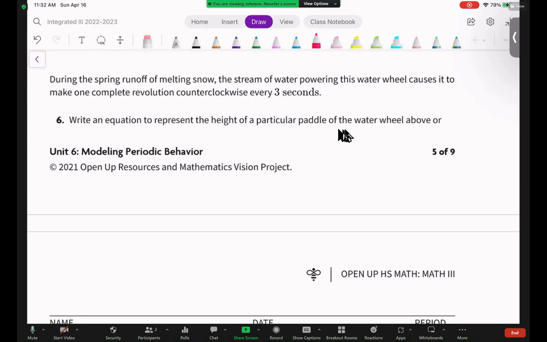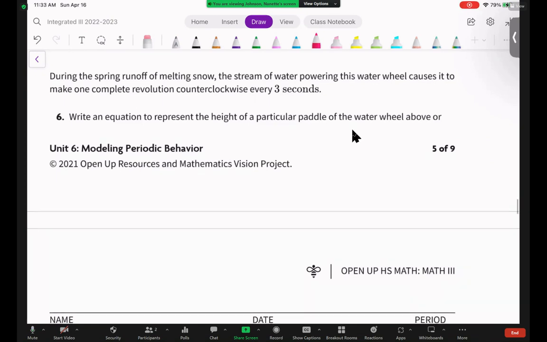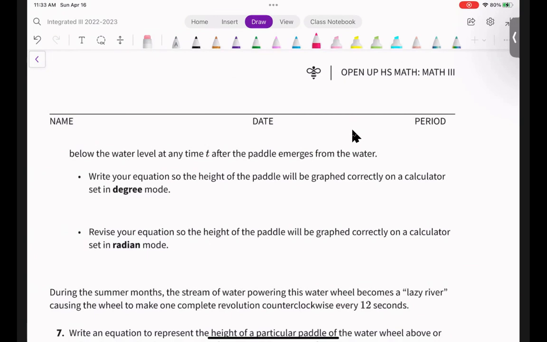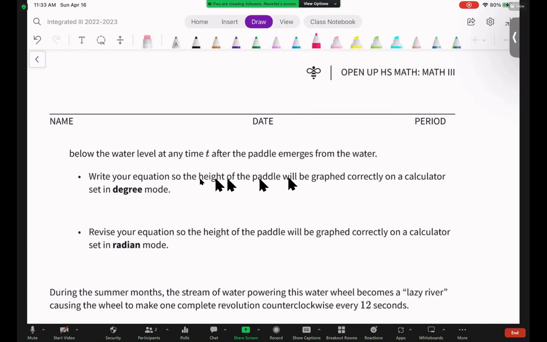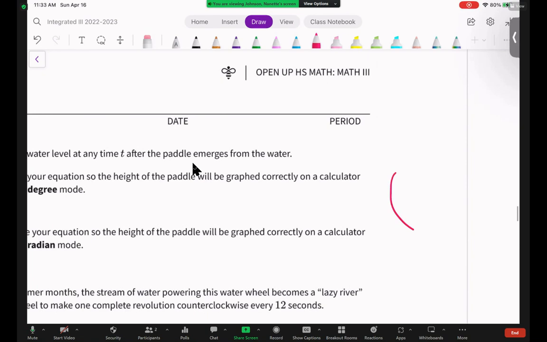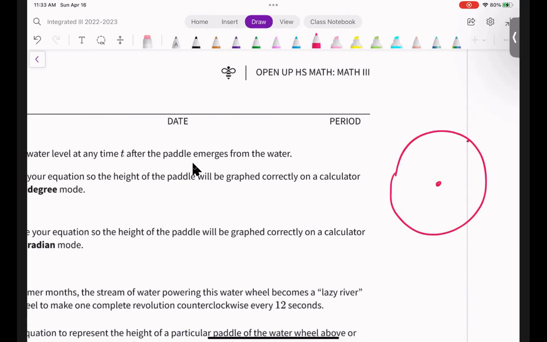Write an equation to represent the height of a particular paddle of the water wheel above or below the water at any time t after the paddle emerges from the water. Write your equation so the height of the paddle will be graphed correctly on a graphing calculator in degree mode. Because you're looking for the height, can you imagine my water wheel? Here's my water wheel, and they want to know the height of this water wheel, which means this distance here, if you continue this out like this.